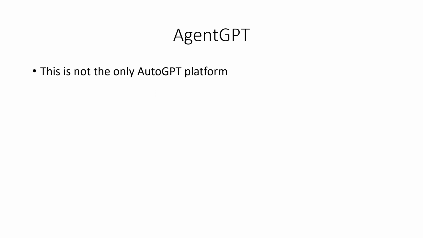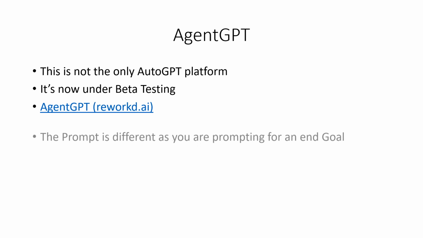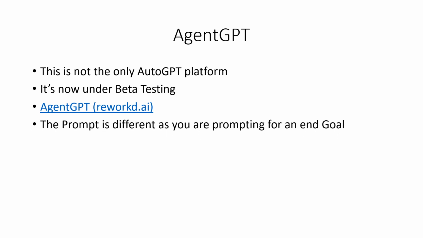Now, I do want to talk about one aspect of Auto GPT, and there's a site called Agent GPT. Right now, it's not the only Auto GPT platform. It's being beta tested, and you can beta test it if you go to agentgpt.reworkd.ai. Or if you go to your favorite search engine, you'll be able to find Agent GPT and get it working for you. Now, here's why this is different. This is a way of prompting an AI where you're starting with the end goal.